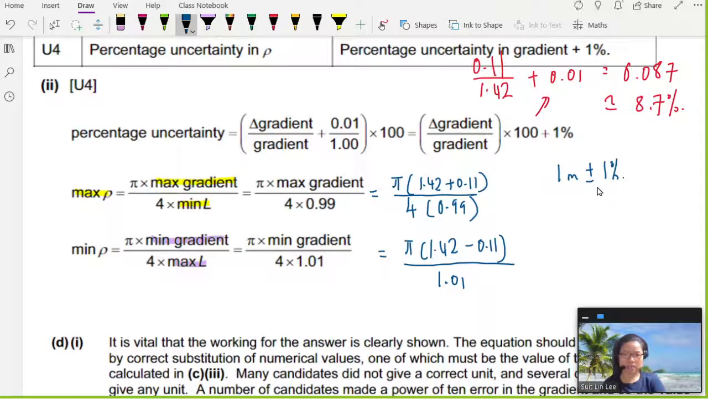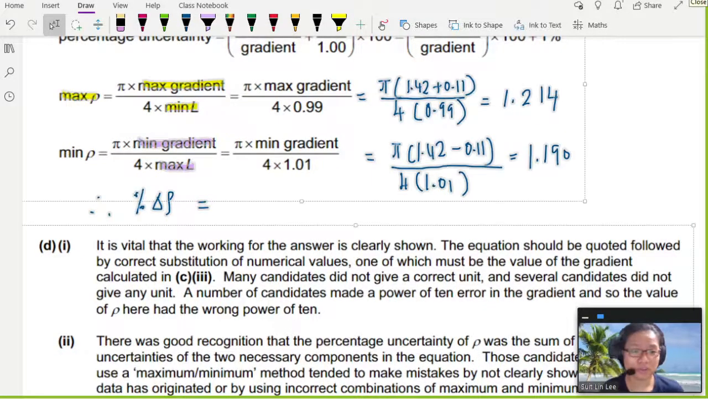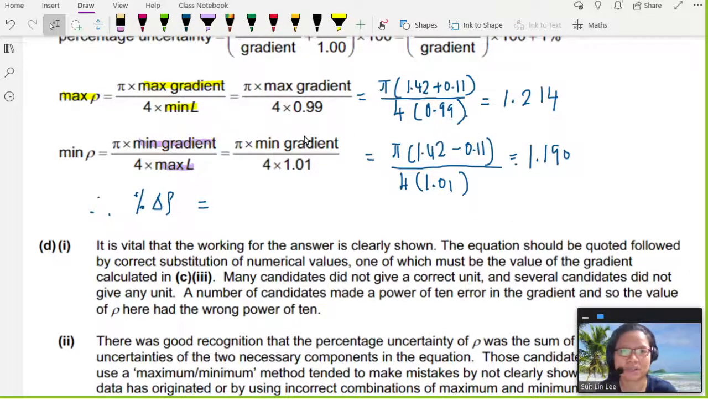This is way better. Okay, so hence the percentage uncertainty in resistivity will be equal to, wow, need to press a lot of calculator. Okay, let's try. After pressing the calculator, you will find that the maximum value of resistivity is 1.214, and the minimum value is 1.190.